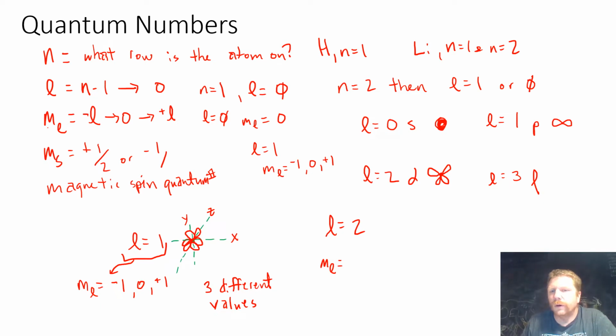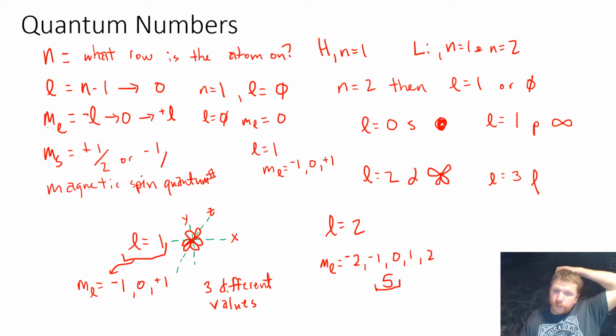If L equals 2, our m sub L can range from -2, -1, 0, 1, and 2. There are 5 different positions. Okay, so we can take that double dumbbell orbital and we can contort it in 5 different positions. Each one of those positions will hold 2 electrons, so we have a total of 10 electrons that can be placed within that. So think about the relationships between the shapes, then the x, y, and z axes, and then your m sub L value. Okay, so these are ultimately all of your quantum numbers.